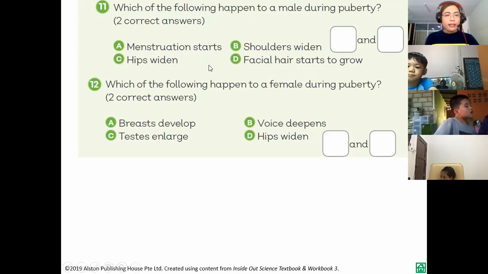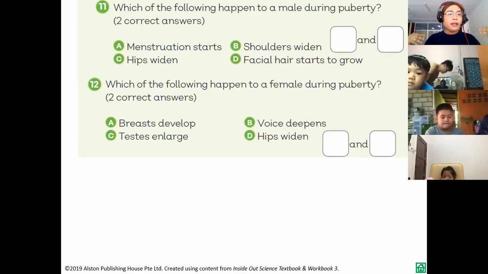This is for the boys, okay? What happened to the body of a boy, of a male, when they reach puberty?